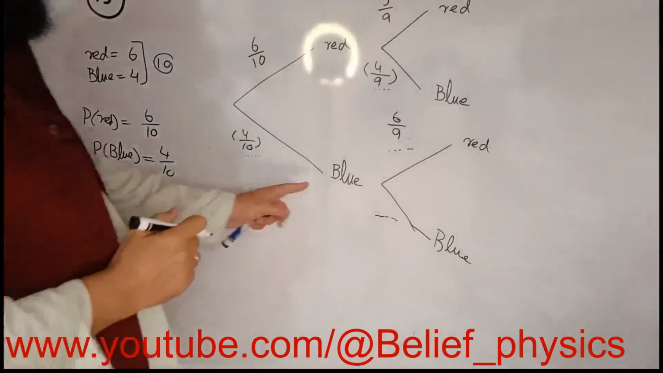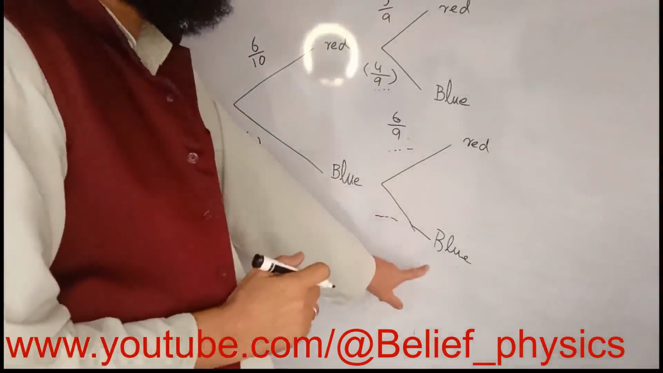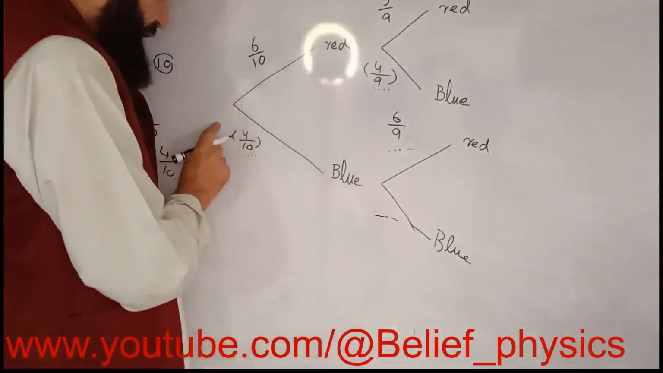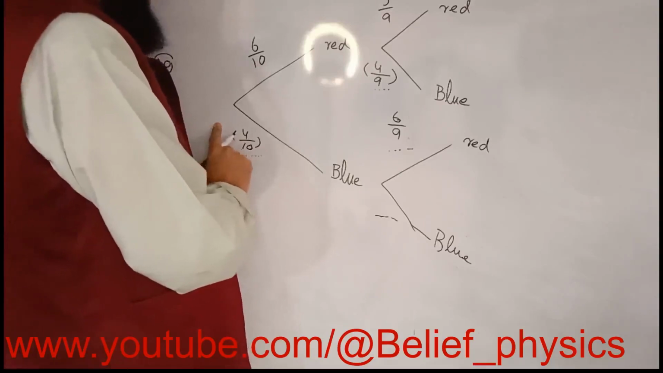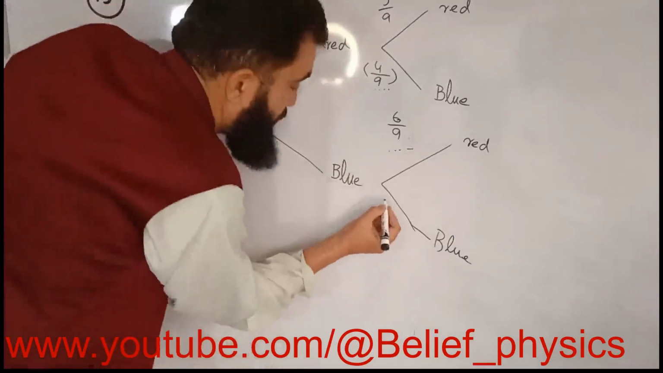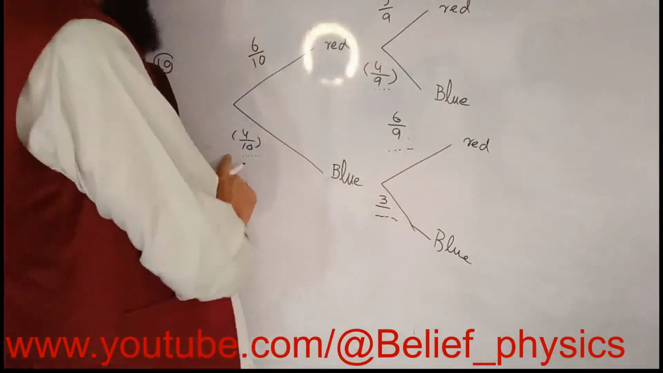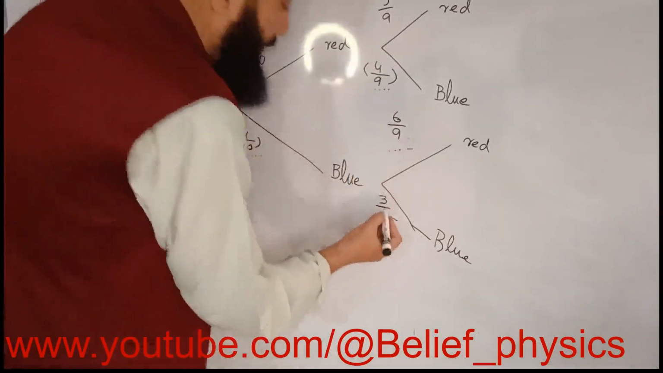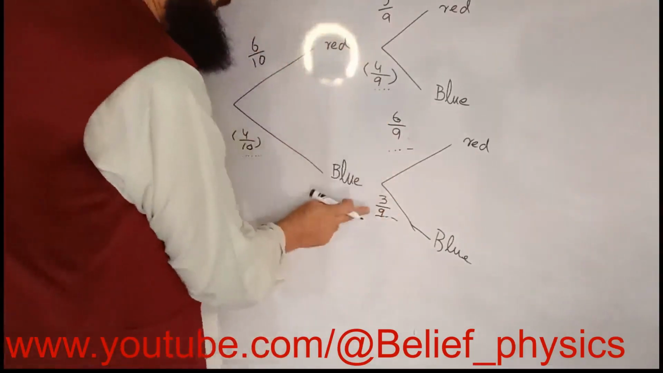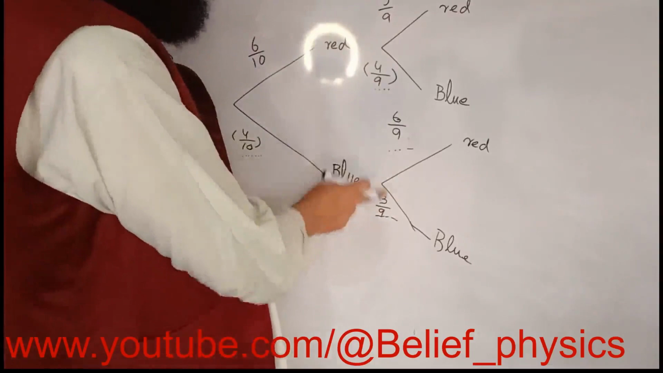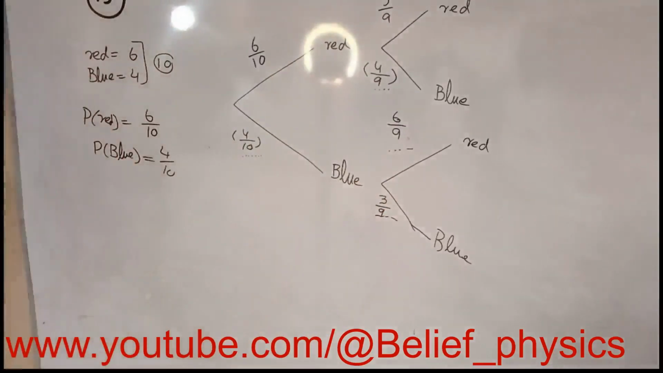Next is blue, second time blue. First time blue, second time blue. First, initially there were 4 blue counters. 1 is drawn. How many left? 3. So it will be 3 here. How many total counters? 1 is drawn out of 10. So total counters are 9. So it is 3 over 9. Again 6 over 9 plus 3 over 9 is equal to 9 over 9 equal to 1. So our question is correct. No need to worry about the answer.